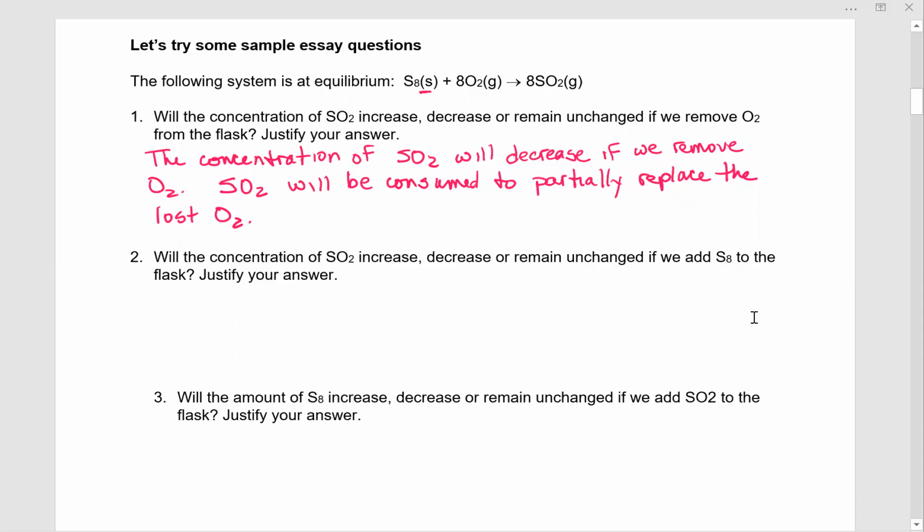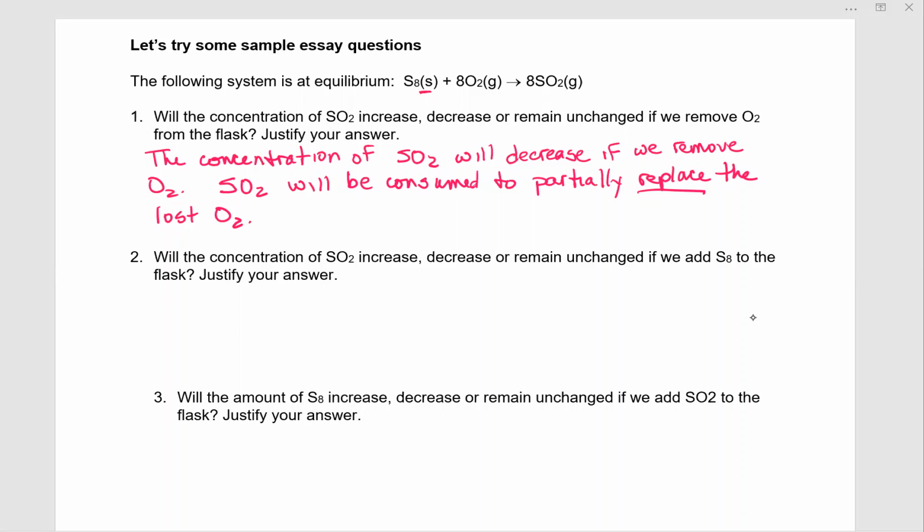Okay, so you should have said that the concentration of SO2 will decrease if we remove O2. The SO2 will be consumed to partially replace the lost O2. So if you lose something, you're going to replace it. If you add something, you're going to consume it.